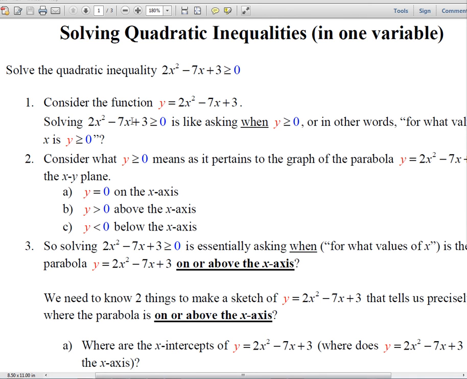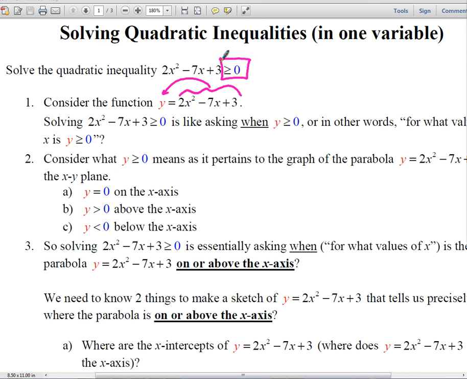Because if I graph this parabola, really all this stuff is doing is telling me what the y value is that goes with each of the x values that I put in, right? Does that make sense? For example, if I put in x equals 1, and I evaluate this expression, it's going to spit out a number for y. I just want to know when are those y values that it's spitting out greater than or equal to 0.